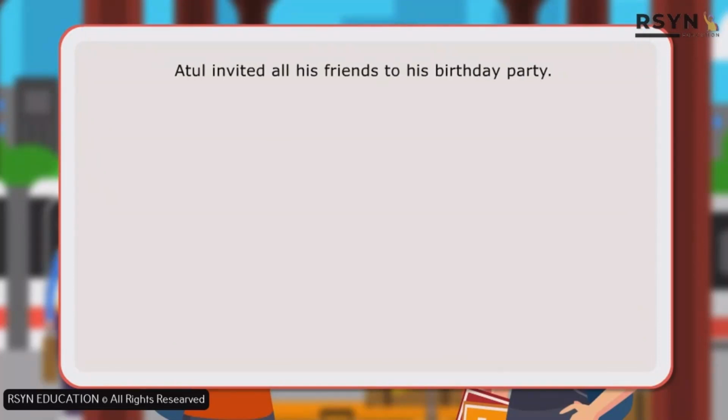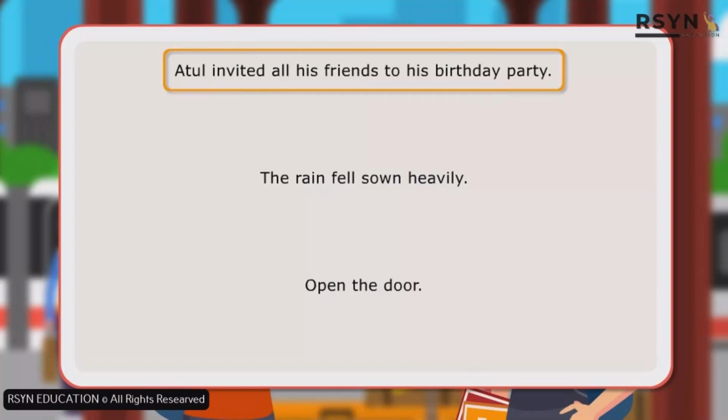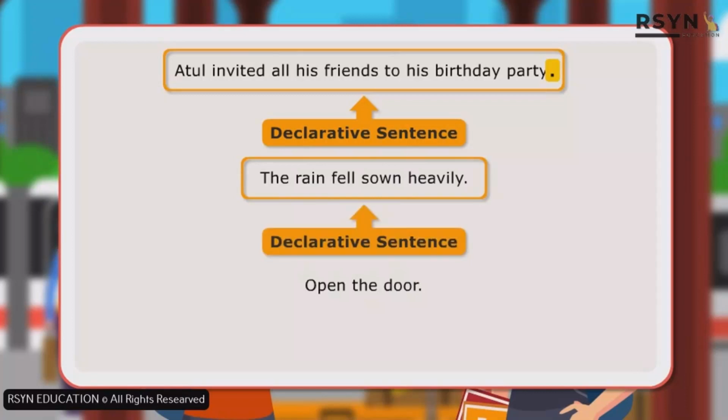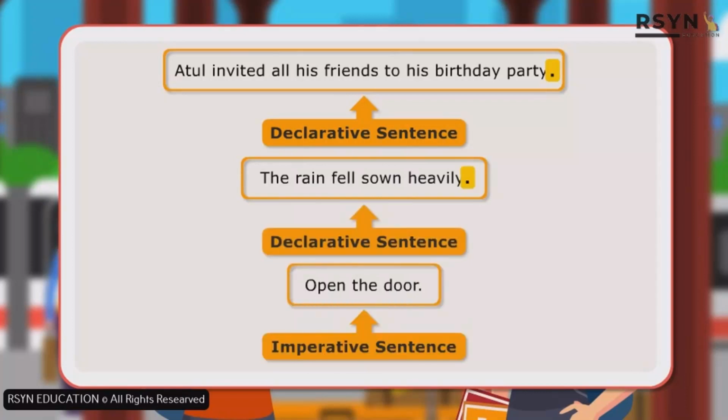Atul invited all his friends to his birthday party. The rain fell so heavily. Open the door. The first sentence is a declarative sentence, so it ends with a period, denoted in spoken English by a big pause. The next sentence, too, is declarative and ends with a period. The third sentence is imperative and ends with a period.